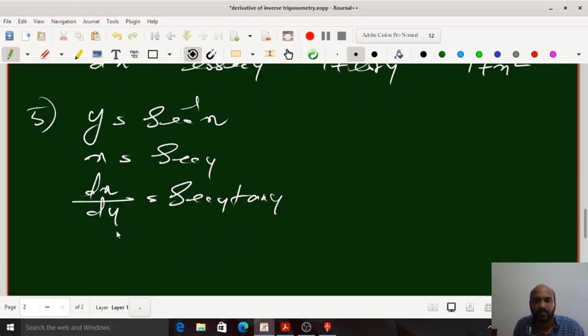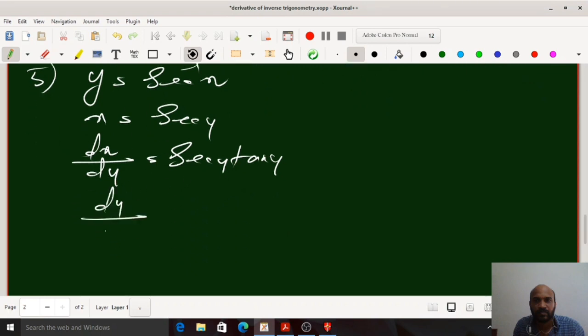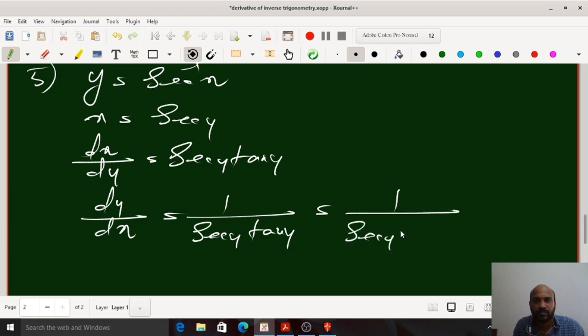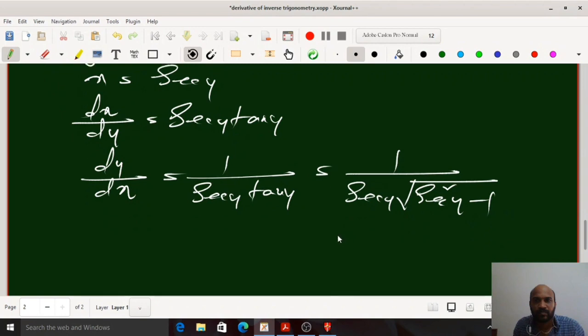Now take the reciprocal. So if you take the reciprocal, you will get dy by dx equal to 1 by sec y into tan y. This expression you have to express in terms of sec, because sec y is x. That means you have to express tan in terms of sec. So 1 by sec y, and tan y we know is root of sec square y minus 1, right? So the derivative of sec inverse of x will be 1 by x into root of x square minus 1.